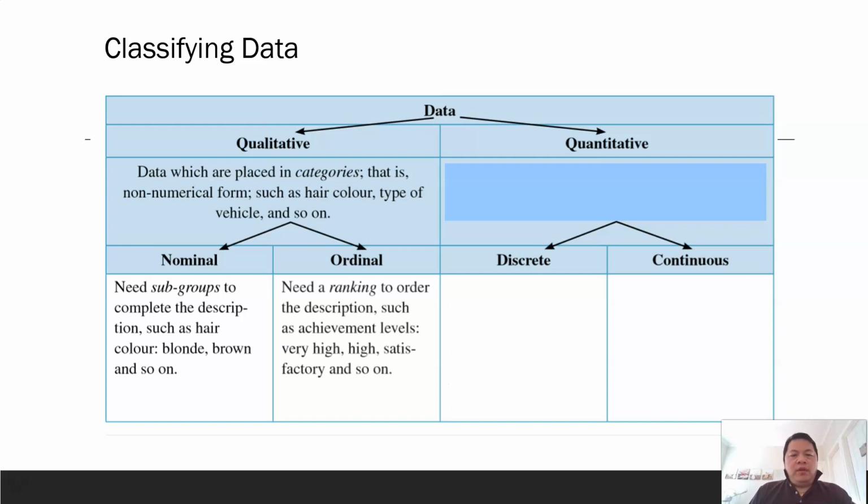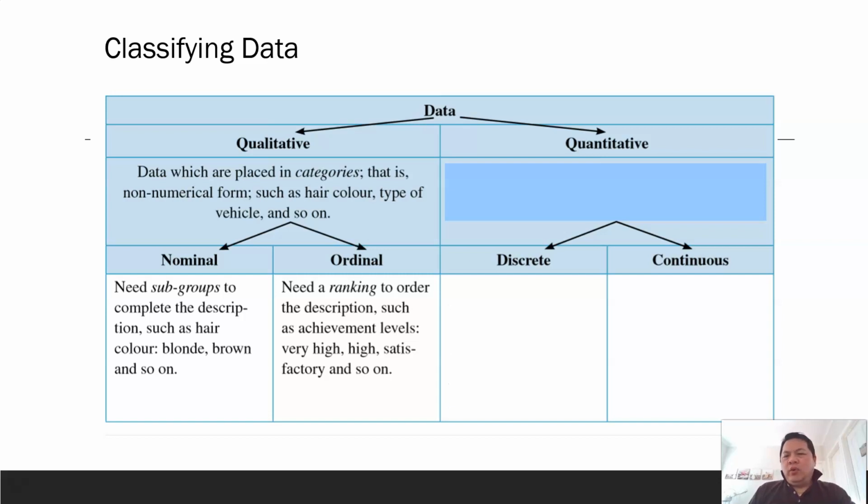So ordinal will be basically in terms of ranking: first, second, third, fourth, high, medium, low, and so forth. Very satisfied, highly satisfied, or like 1, 2, 3, 4, 5. That is talking about, okay, 1 being the teacher does not prepare the lesson, 5 the teacher prepares a lot for lessons. Okay, so that's ordinal.